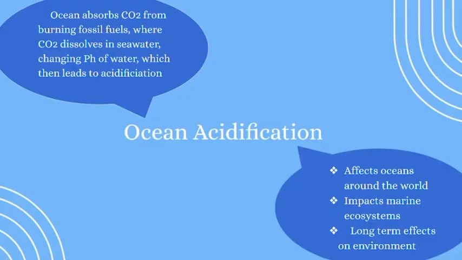One of the impacts of climate change is ocean acidification. It is when the ocean absorbs carbon dioxide from burning fossil fuels, where carbon dioxide dissolves in seawater, changing the pH of water, which then leads to acidification. Ocean acidification affects oceans all over the world. It has a long-term effect on the environment. It also negatively and immensely affects the marine ecosystem.